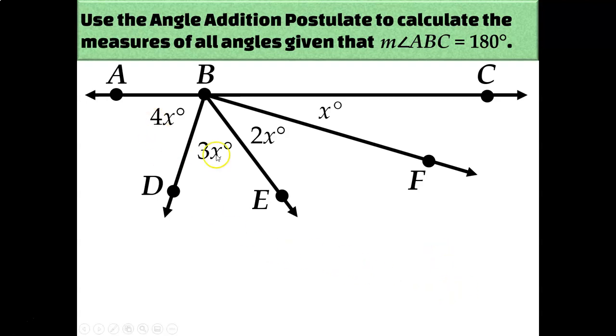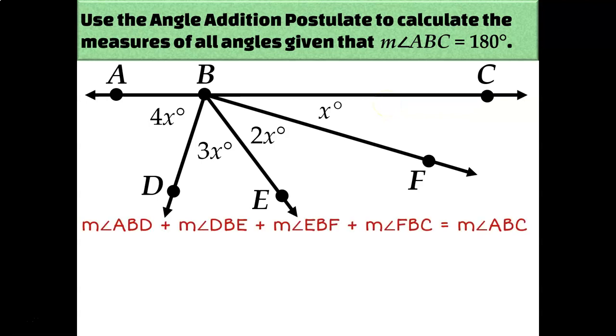In this case, we actually have four angles that are labeled, and we're told in the directions that the measure of angle ABC is 180 degrees. In other words, it's a straight angle, which you could tell just by looking at the diagram. You're allowed to assume that those points are collinear. In other words, it's going to add up to 180. So I'm going to add up all four of those angles and set it equal to angle ABC.